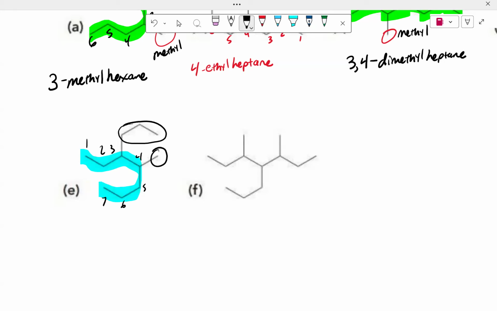So I have a group on 3. That group has 3 carbons. As we said before, that's a propyl. And then the group on 4 is 1 carbon. That's a methyl.